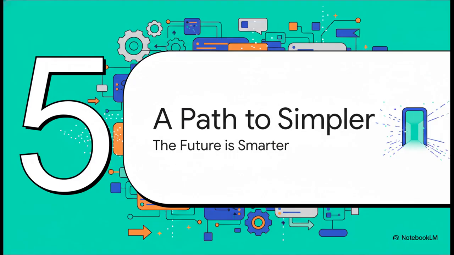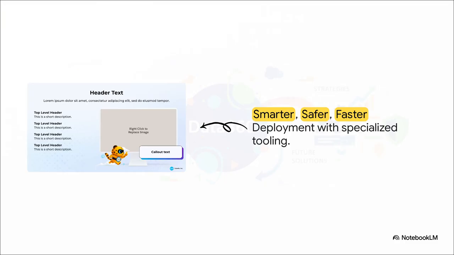Okay, so we've seen the good, the bad, and the ugly. With all these challenges, you might be feeling a little discouraged. But don't worry, there is a solution. Let's look at a path to simpler deployments. The future really is smarter. And that smarter path really lies in specialized tooling that's being built specifically to handle this mess. Instead of a developer manually wrestling with data kits, these tools can automate that entire tricky process. What used to be a long, manual, and super error-prone task can now be done with just a few clicks. We're talking smarter, safer, and way, way faster deployments.